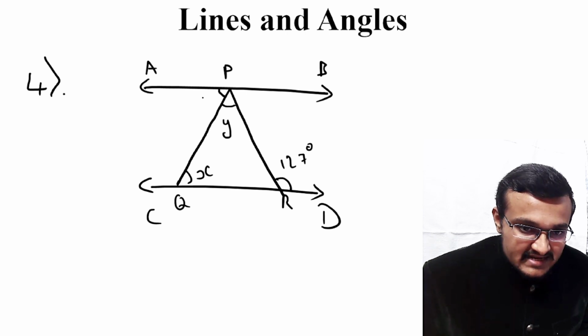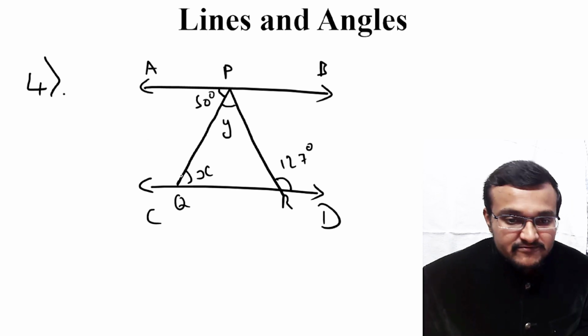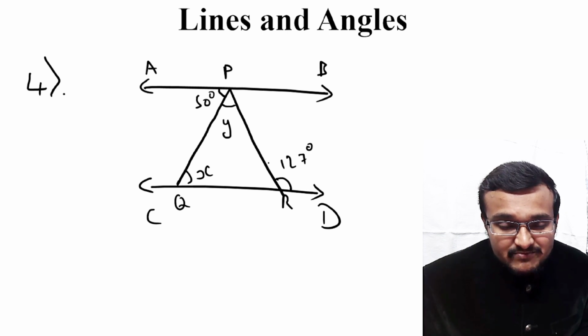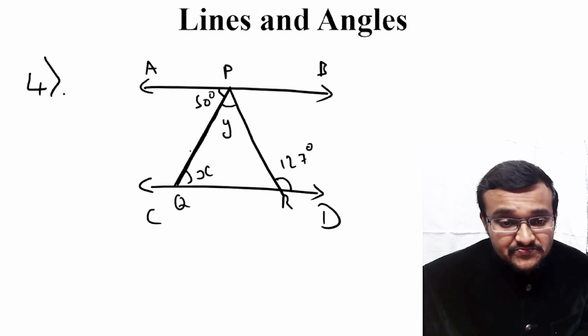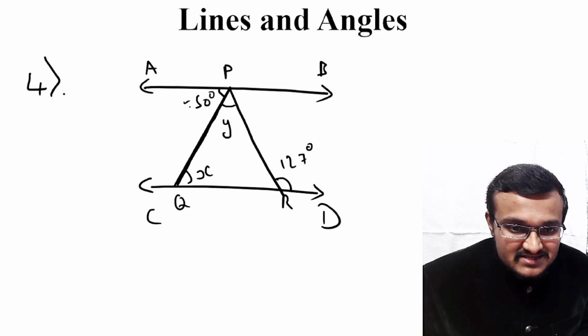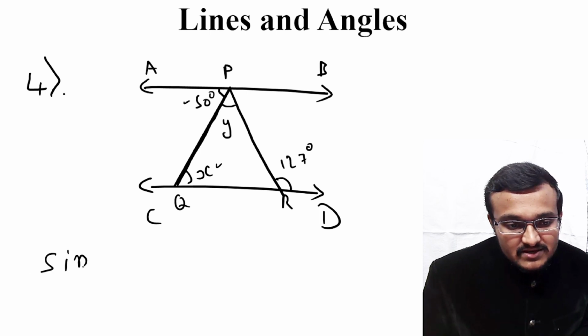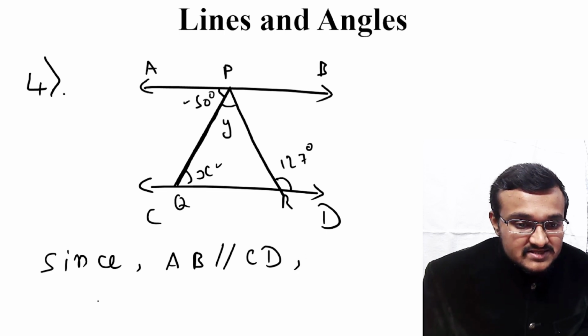So this they have given, this angle is 50 degree. Now based on this data you have to find out what is the value for X and Y. Here, since AB and CD are parallel to each other, this particular PQ acts as the traversing line between AB and CD. So since PQ is traversing line, this and this angle should be equal because alternating angles are equal to each other.